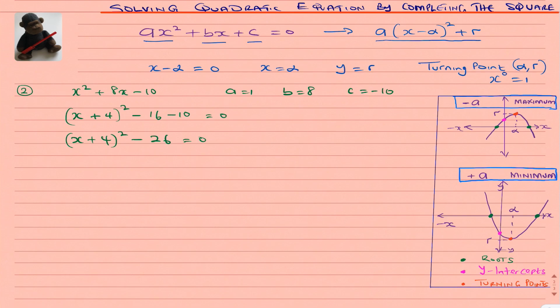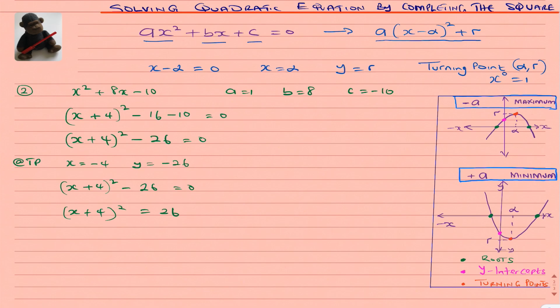Now, what we now need to do, the turning points will be x equals minus 4 and y equals minus 26. Now to solve for the roots, we need to do x plus 4 squared minus 26 equal to 0. And then we take 26 to the other side, so that will be x plus 4 squared equals 26.